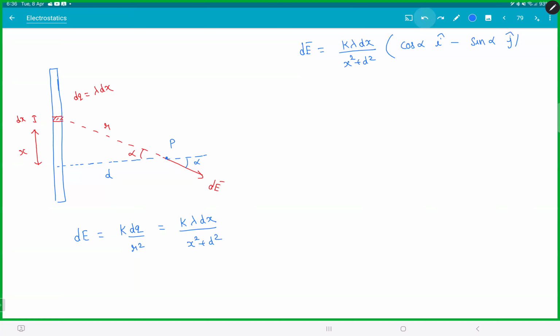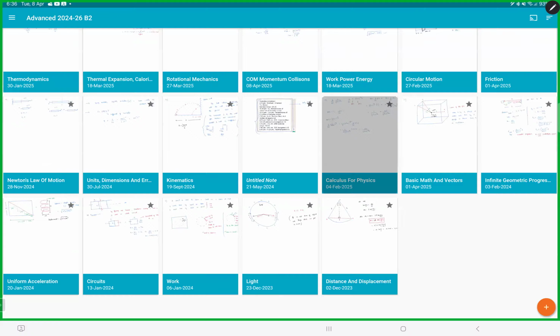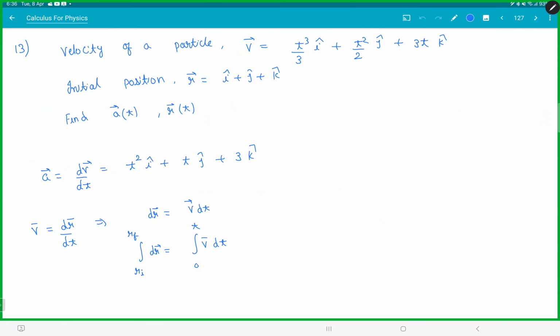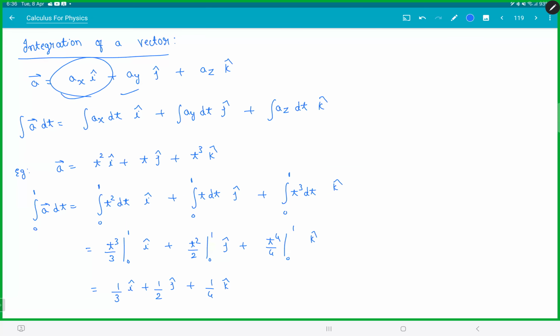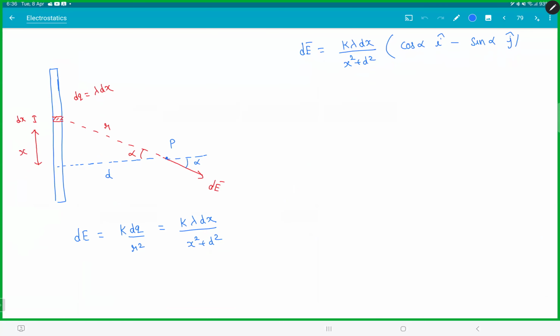Then you integrate. We did this long back in calculus, if you remember, how to integrate a vector. If a vector is given as ax i cap, ay j cap, az k cap, you integrate each component separately. Keep that in mind. You just can't integrate dE directly. You have to resolve into components and integrate each one separately. So the headache is, I have alpha, I have x, two variables. And remember, the limits are in terms of theta 1, theta 2.